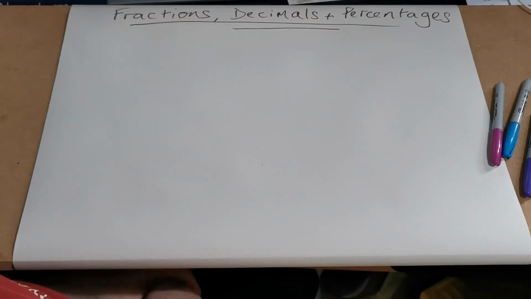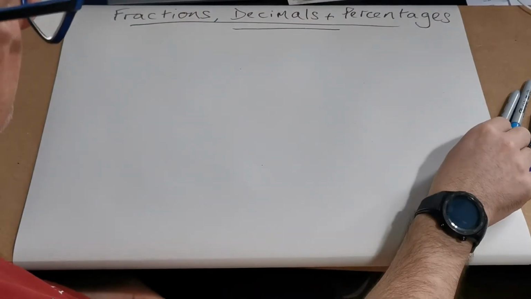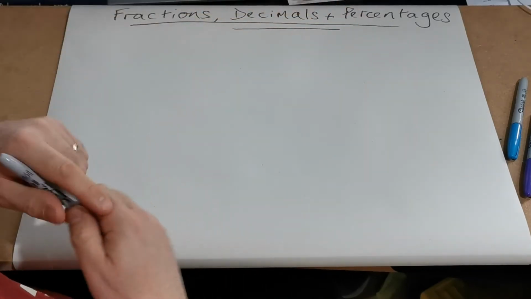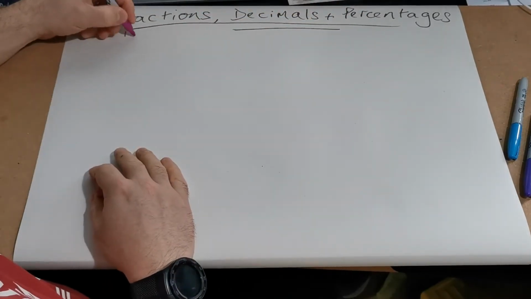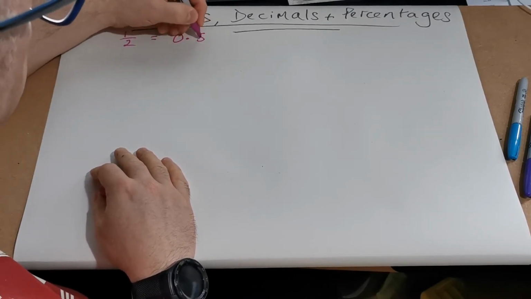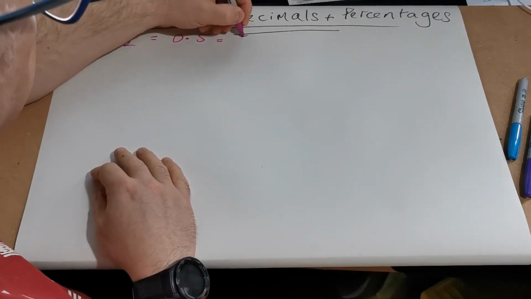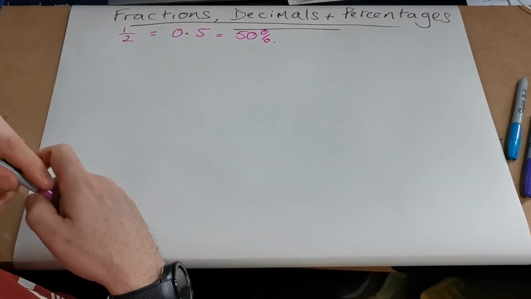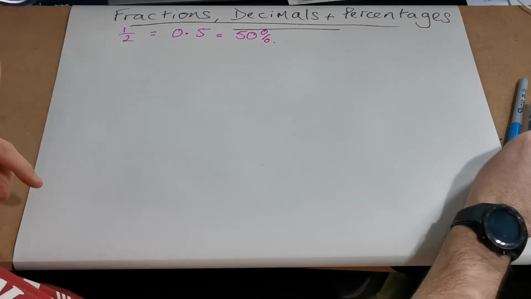Hi guys, today we're going to talk about fractions, decimals and percentages. And basically they are all the same thing. So now one you know is that a half is 0.5, which is 50%. I'm sure you've been taught that from quite a young age.